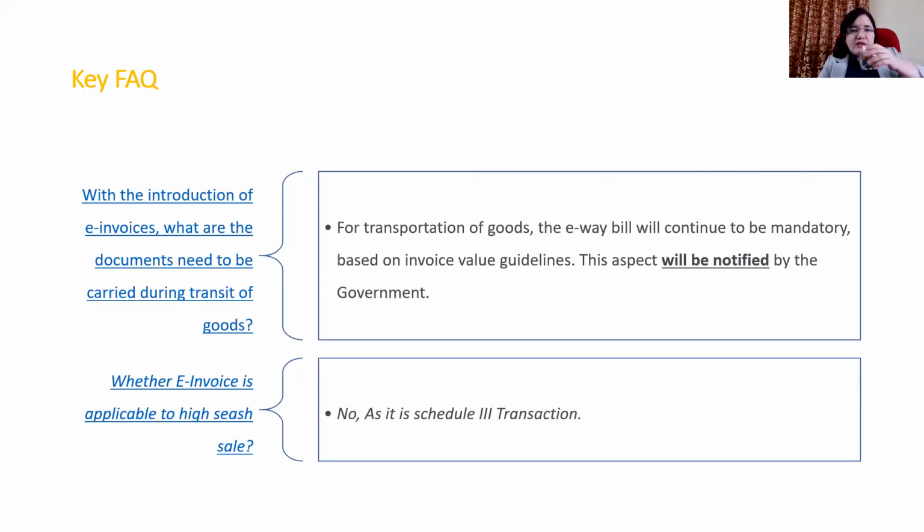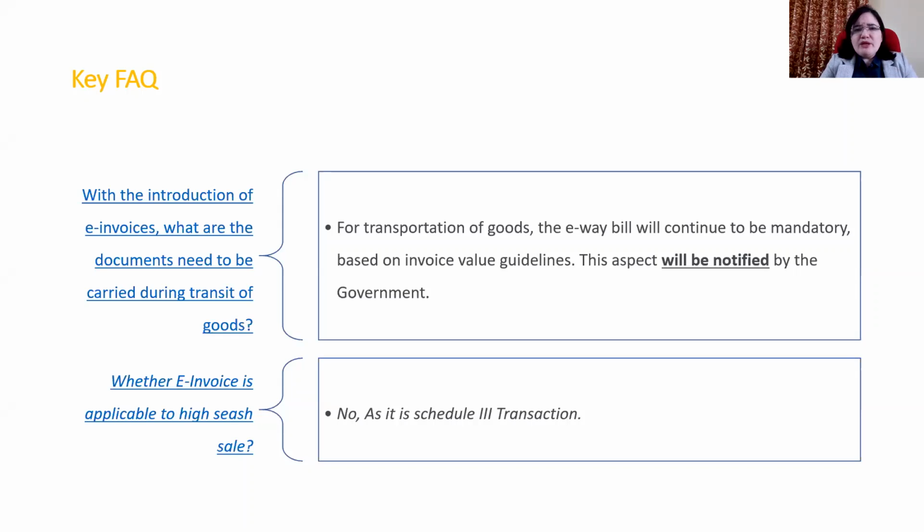Then the third question we received: with the introduction of e-invoicing, what documents are required? If e-invoicing is applicable to your company, then for the movement of goods or supply of services, the documents required are the tax invoice with QR code, that is, the tax invoice with a valid e-invoice, and second, the e-way bill. The e-way bill is still applicable. It is not done away with. In days to come the e-way bill may not be applicable, but nowadays it is applicable. So a tax invoice with QR code along with the e-way bill is required for the movement of goods.